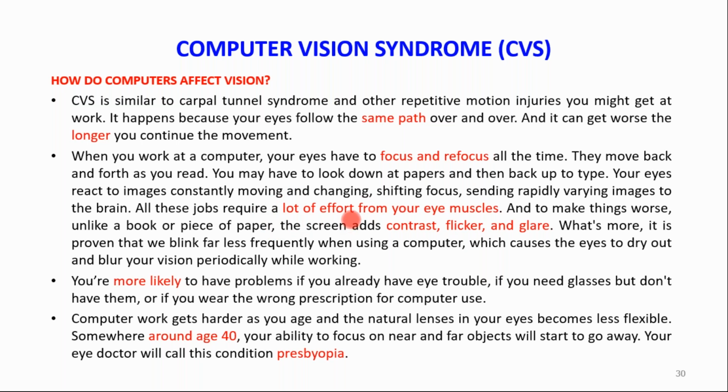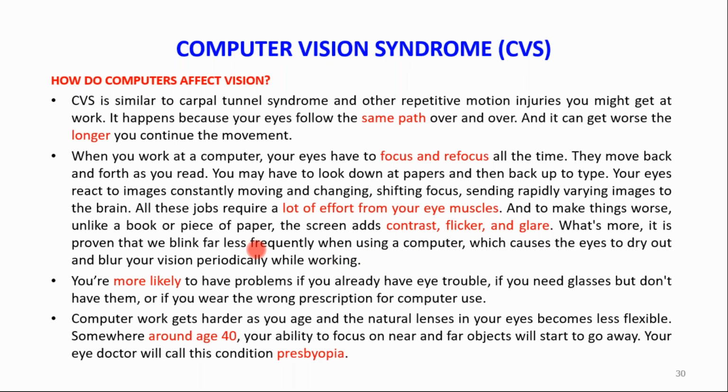All these jobs require a lot of effort from your eyes, that is from eye muscles. And to make things worse, unlike a book or piece of paper, the screen adds contrast, flicker, and glare. So these things also affect your eyes. But nowadays, computers have some inbuilt facilities to avoid all these things. But if you are using conventional PCs or other electronic gadgets, then you may suffer from these issues due to this contrast, flicker, and glare.